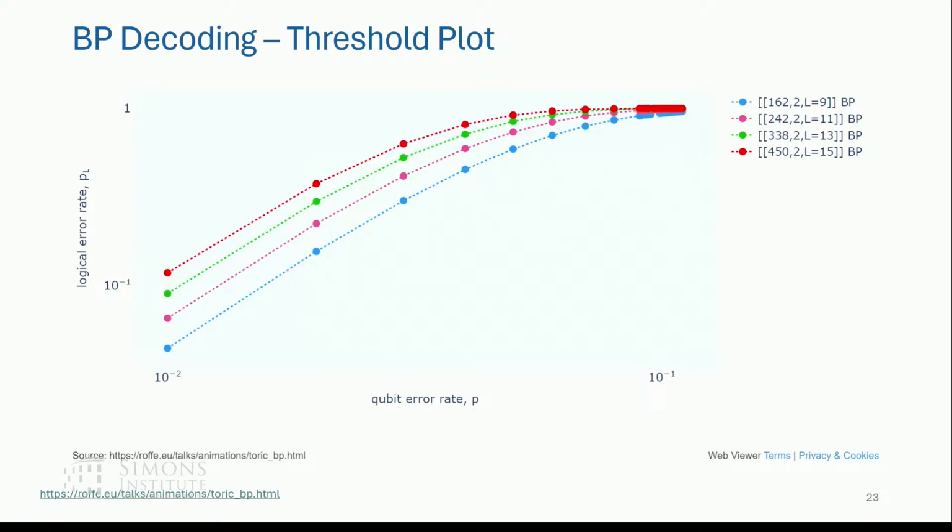And once we start looking at this particular decoding plot, we see that this error correction protocol, i.e. the toric code decoded with belief propagation, doesn't actually work that well. And the reason for this is we see that as we increase the size of the code, so this blue line is a 162 qubit code, and the red line is a 450 qubit code, the logical error rate is actually getting higher. So this is, in effect, an error worsening code rather than an error correction code. And this toric code decoded with the belief propagation decoder doesn't actually have a threshold.